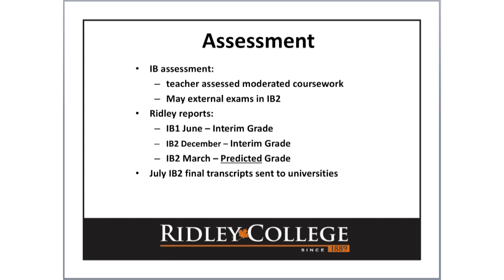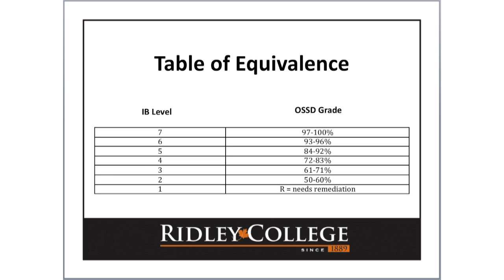So with the reporting, it gets a little tricky because we have to demonstrate that we're meeting the OSSD requirements as well as the IB requirements. What we are currently doing, this may change, is reporting OSSD grades throughout the reporting period, and then at the end of IB1, the teachers will issue a level grade, which is an IB grade. IB grades are 1 through 7. OSSD grades, of course, are percentages, 1 through 100.